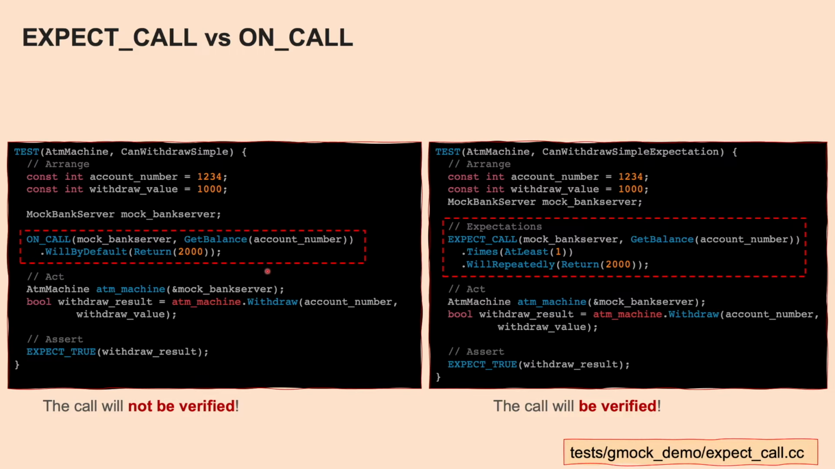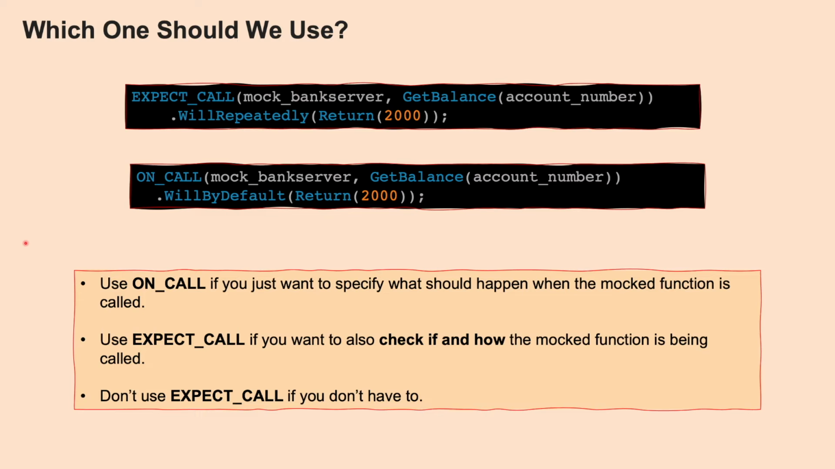Naturally, the question would be, should I use onCall or should I use expectCall? And it all comes down to what exactly you are testing. If your test is mainly focused on this function being called, then yes, you should use expectCall. But if you're testing something else, and that's not the main focus of your test, maybe using onCall is better so that it makes your test less restrictive and easier to maintain.